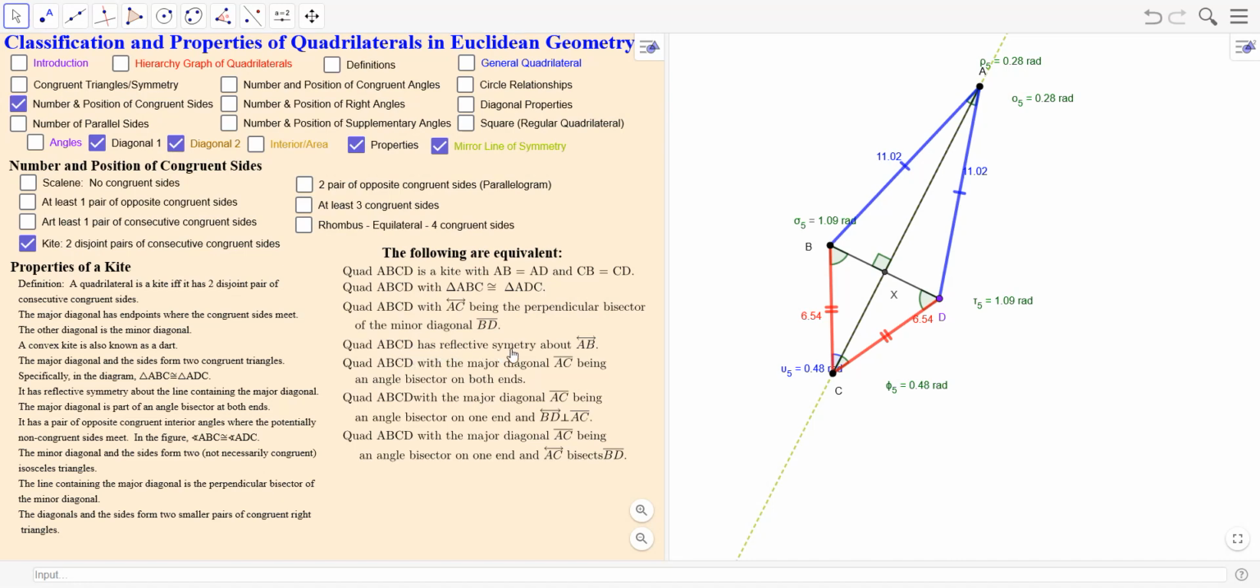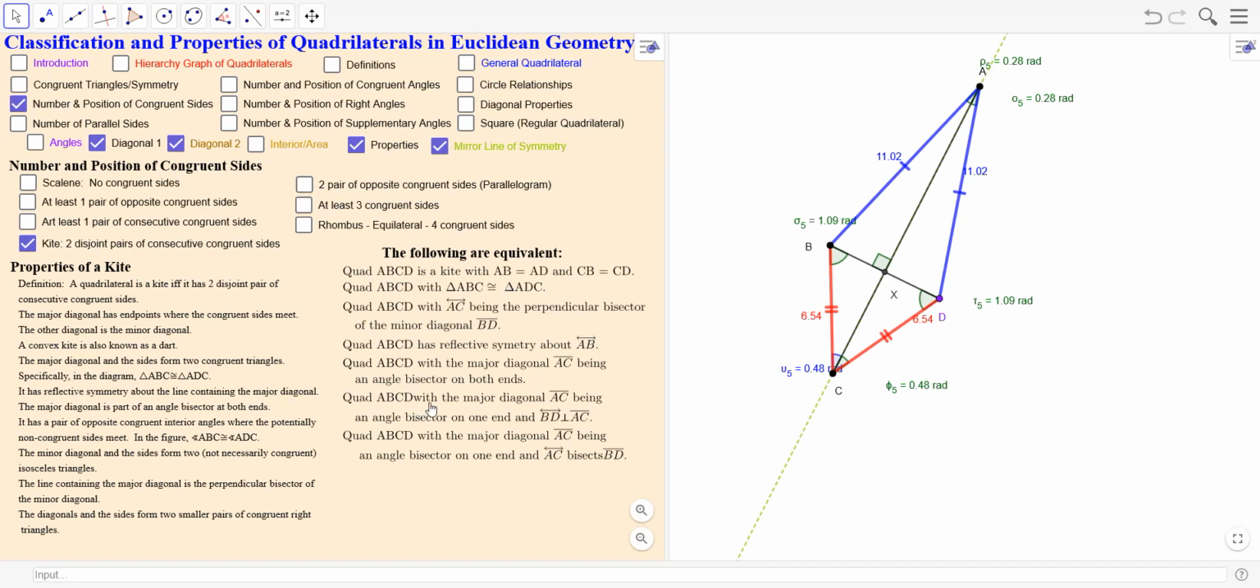Quadrilateral ABCD has a reflective symmetry about AB. That turns out enough to make all these other things true as well. And of course, we've already seen that that's true. We've already seen that if we have a kite, it has the major diagonal being an angle bisector on both ends, or at least part of the angle bisector on both ends. We knew that that was a property. It turns out if it's got that property, then it has to be a kite. It has to have all these things.